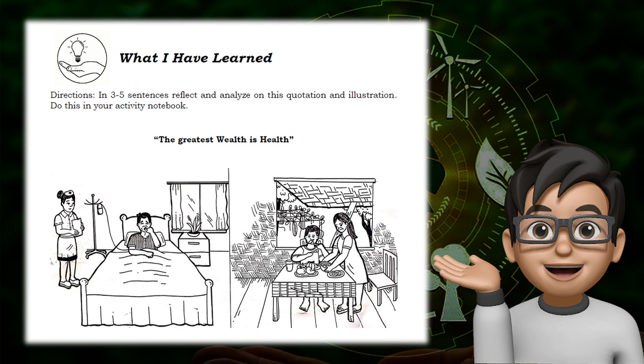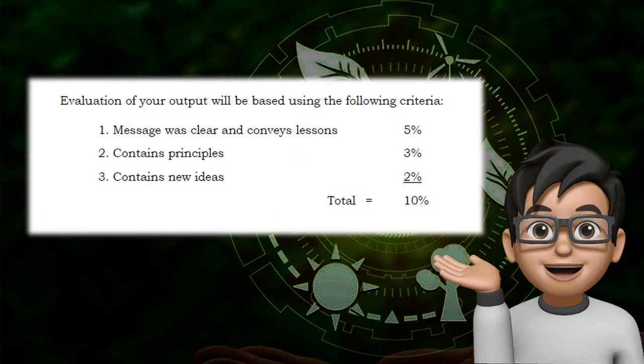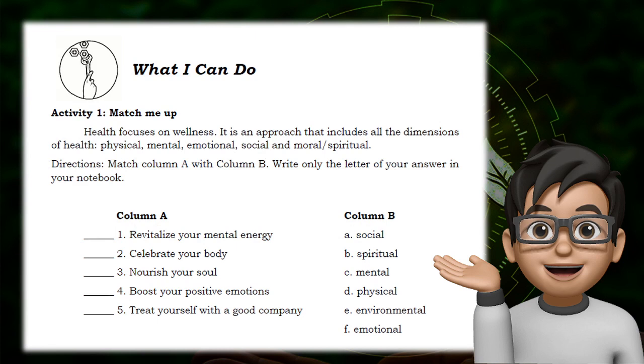Next is what have you learned? In 3 to 5 sentences, reflect and analyze on this quotation and illustration below. Do this in your activity notebook. Our next activity is entitled Match Me Up. As we have discussed, health focuses on wellness. It is an approach that includes all the dimensions of health: physical, mental, emotional, social, moral and spiritual, and environmental health. These are the directions. Match column A with column B. Write only the letter of your answer in your notebook.